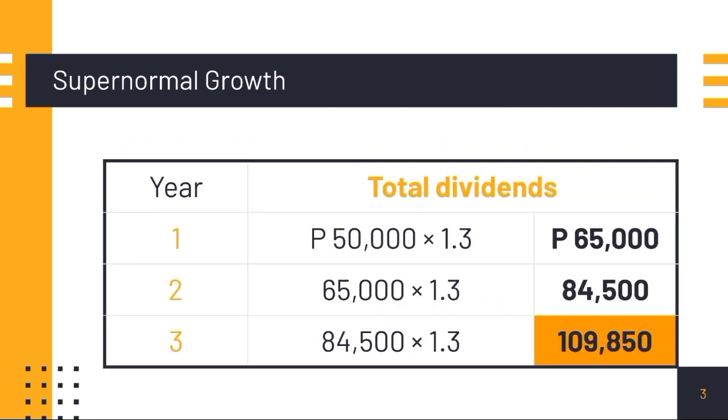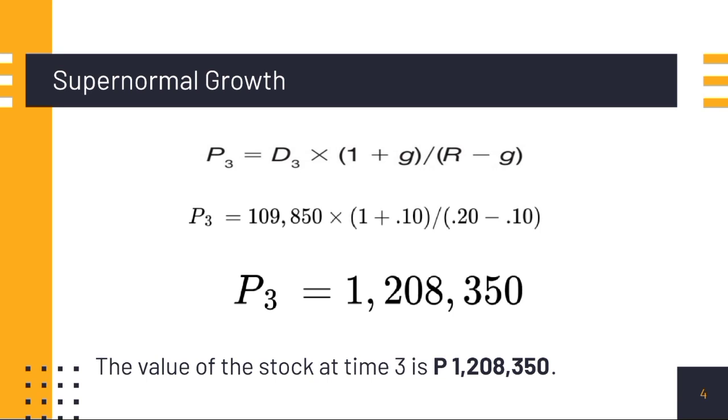For year 1, we have 50,000 times 1.3 since 30% ang growth rate natin sa first 3 years. The total dividends for year 1 would be 65,000. For year 2, we have 65,000 times 1.3 to get 84,500. For year 3, we have 84,500 times 1.3 and the answer is 109,850. We can now get the value of the stock at year 3 by using the formula.